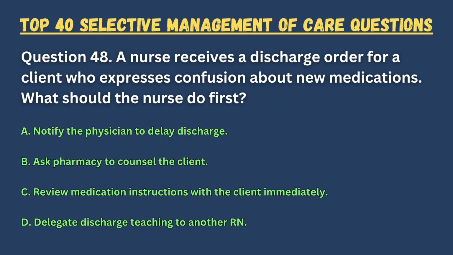Question 48. A nurse receives a discharge order for a client who expresses confusion about new medications. What should the nurse do first? A. Notify the physician to delay discharge. B. Ask pharmacy to counsel the client. C. Review medication instructions with the client immediately. D. Delegate discharge teaching to another RN.